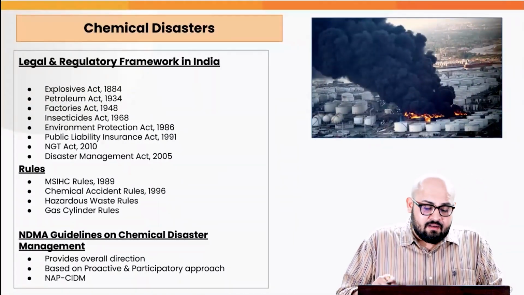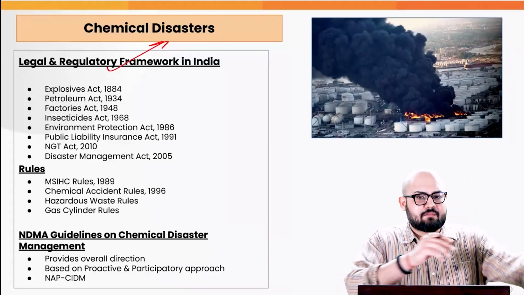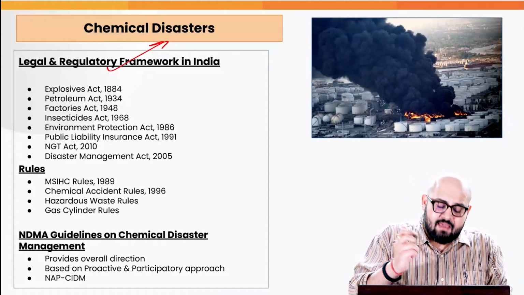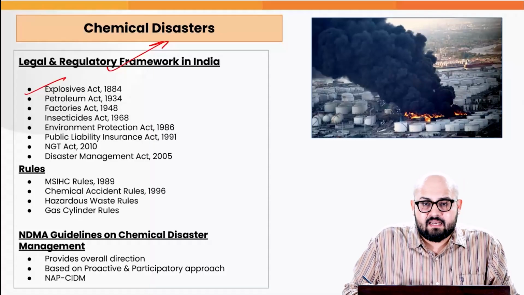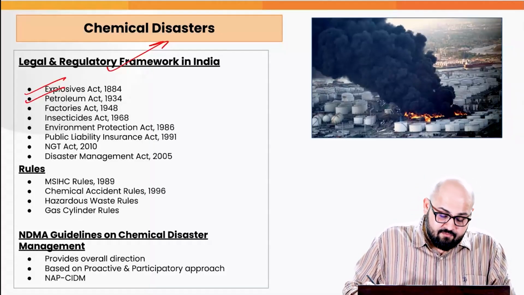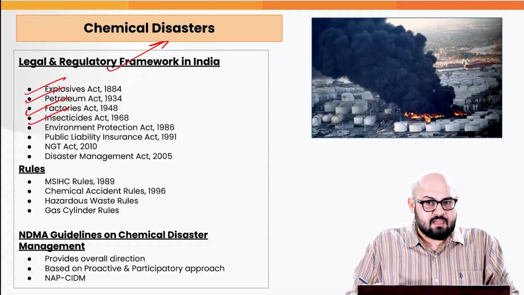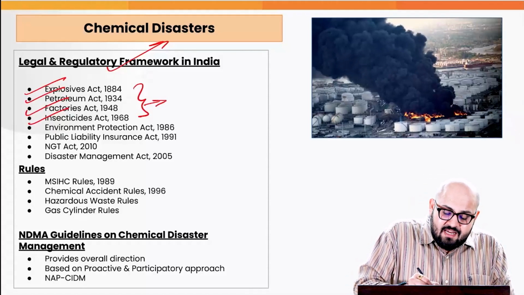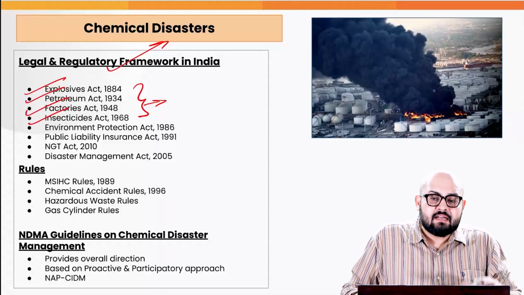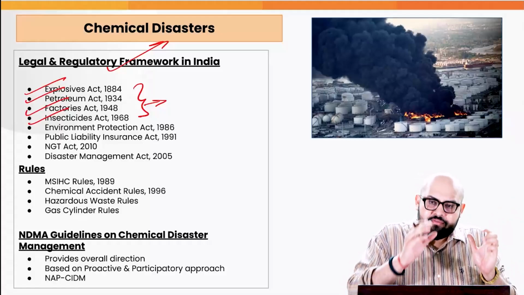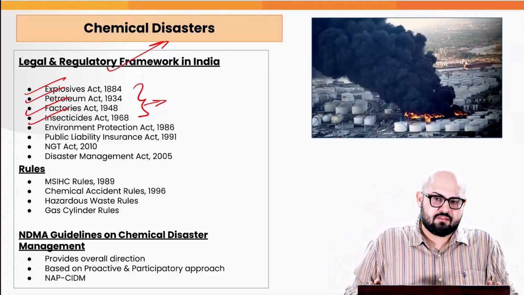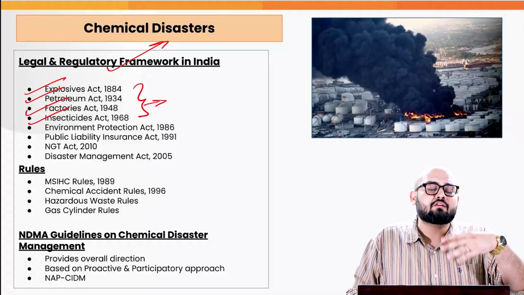Now, what is the legal and regulatory framework in India with respect to chemical disasters? See, we have the Explosives Act of 1884. We have the Petroleum Act of 1934. We have the Factories Act of 1948. We have the Insecticides Act of 1968. These four statutes, these four laws, deal with specific sectors. And they also have some general provisions in place so as to minimize the risk of disasters.